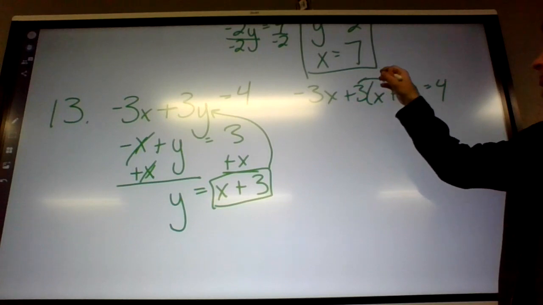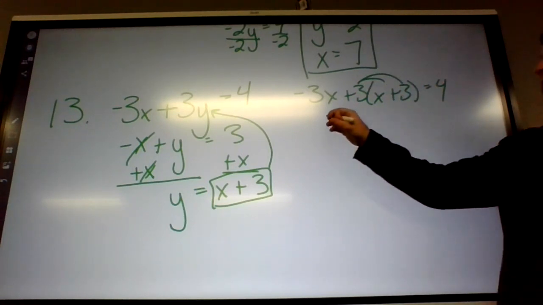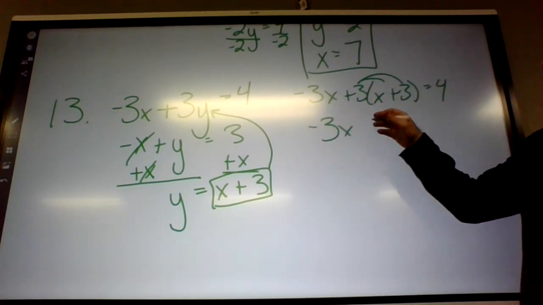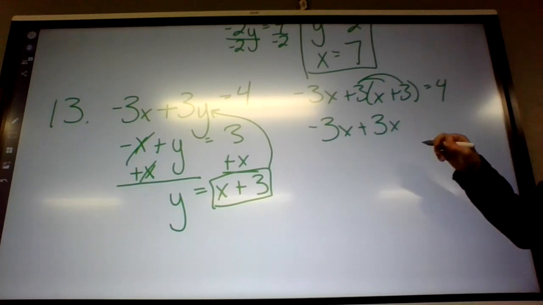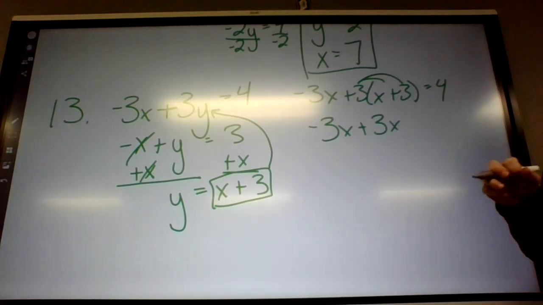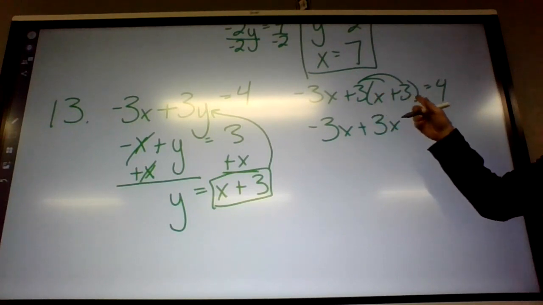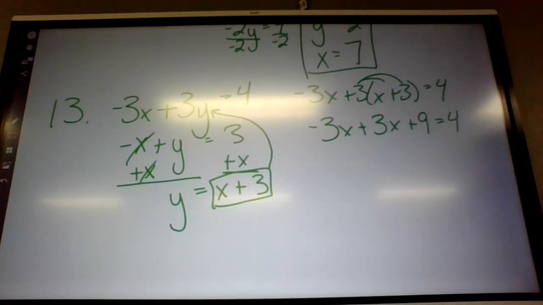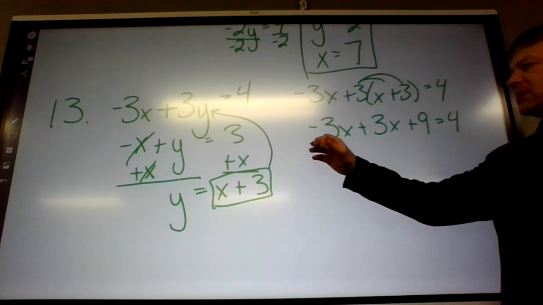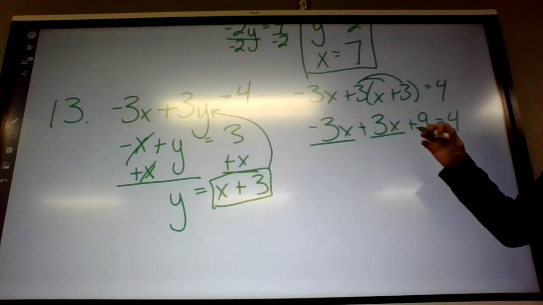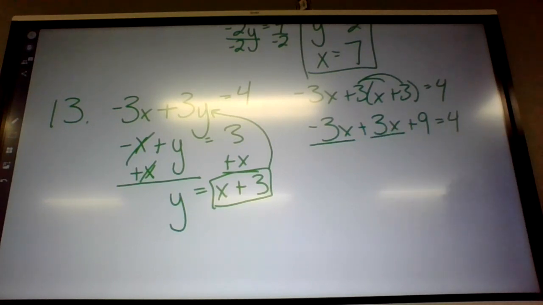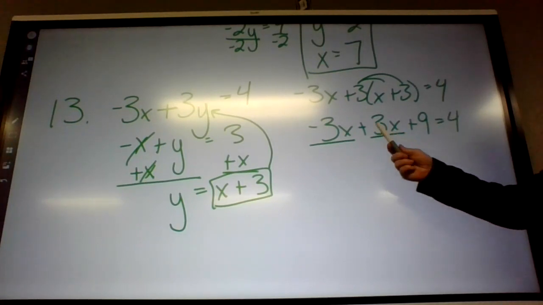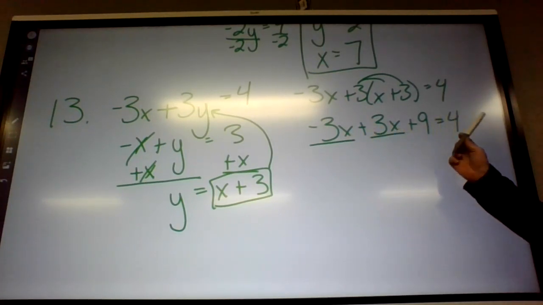Okay, then we can distribute to kind of clean that up. 3 times x is 3x. Oh, this one's weird. I forgot about this one. 3 times 3 is 9. What's going to happen here? -3x plus 3x is 0x, or 0. 0 times anything is 0. So that just goes away, and I have 9 equals 4.